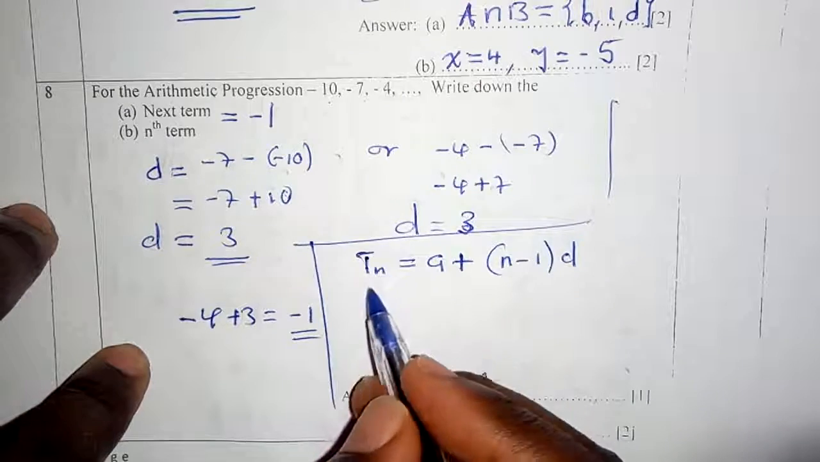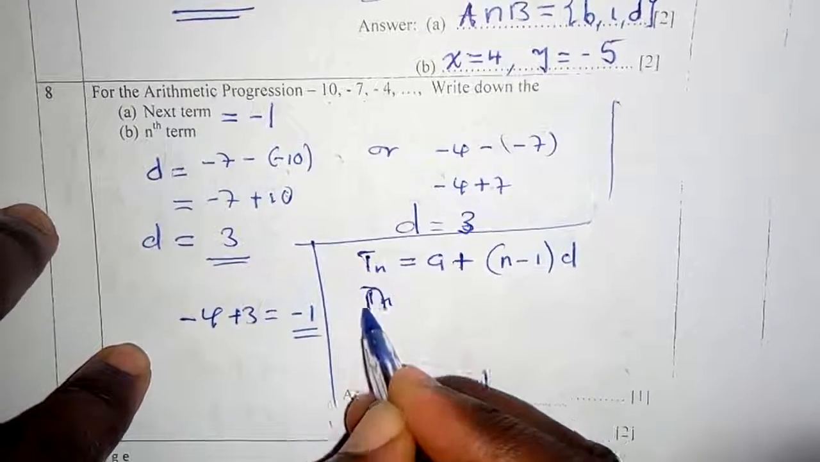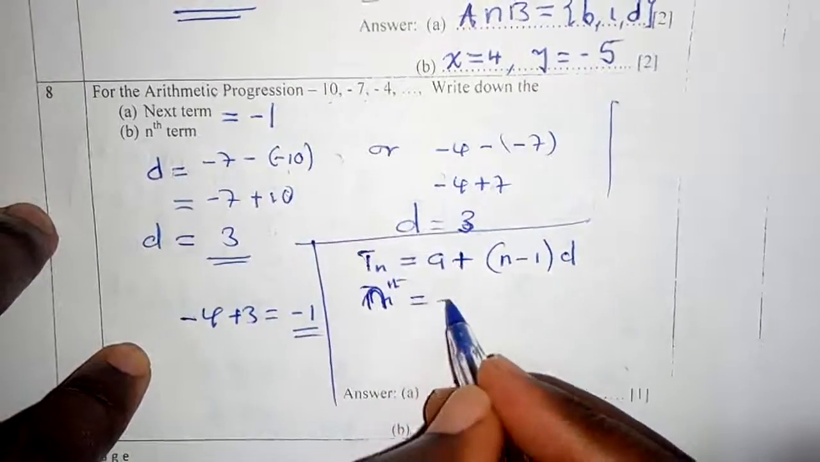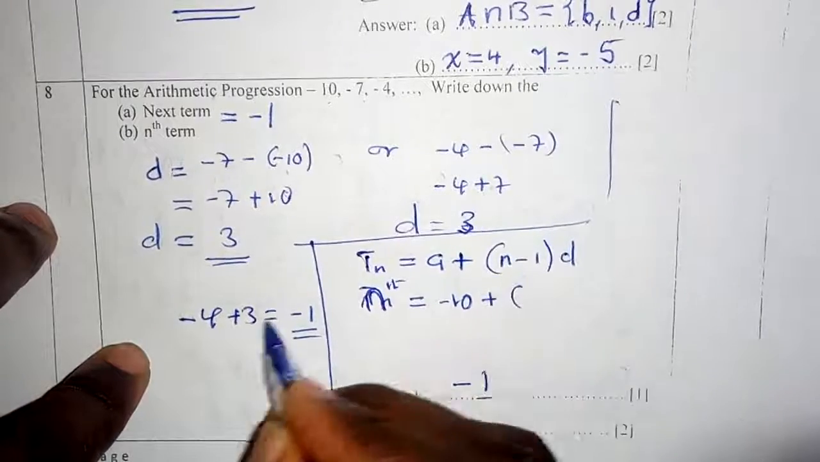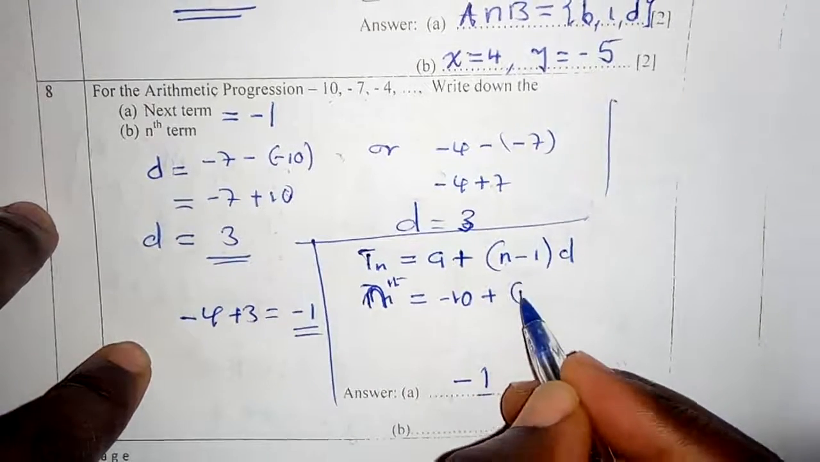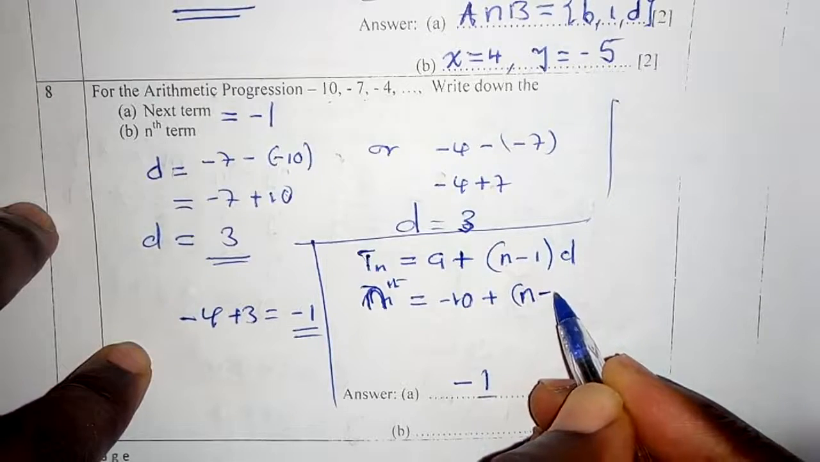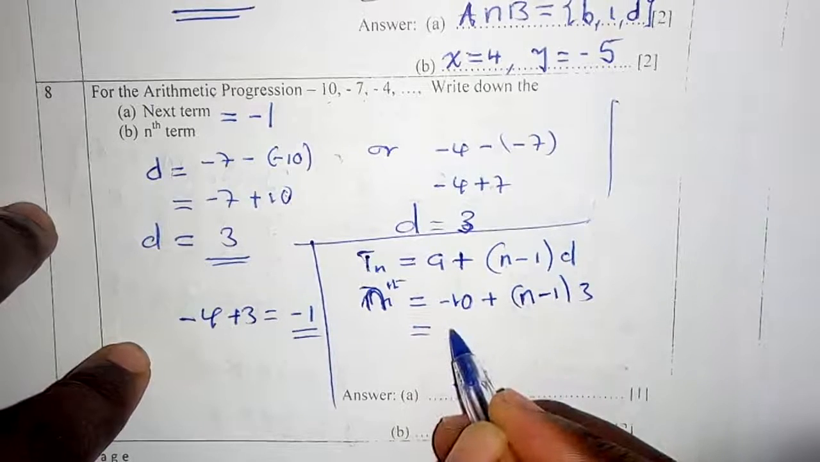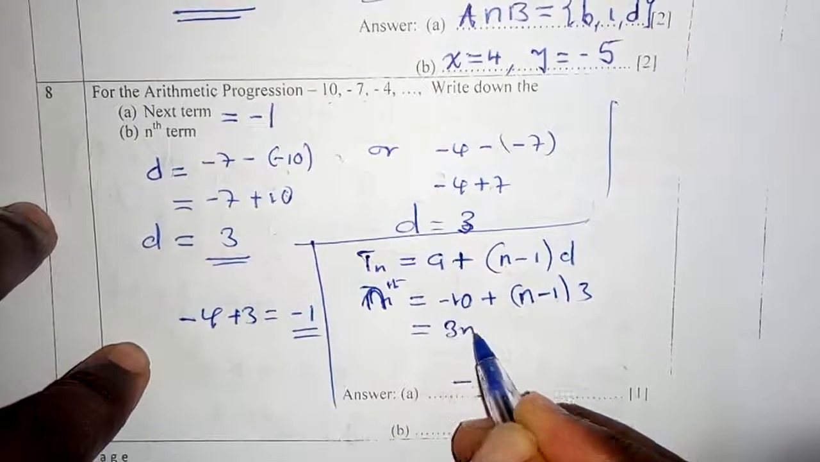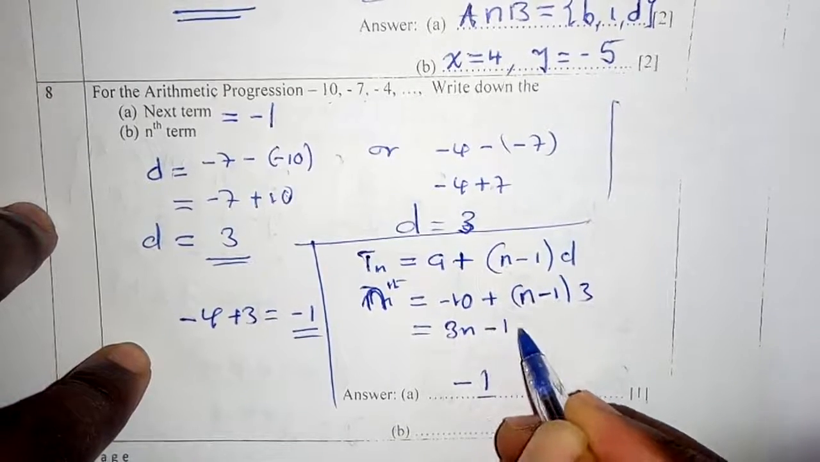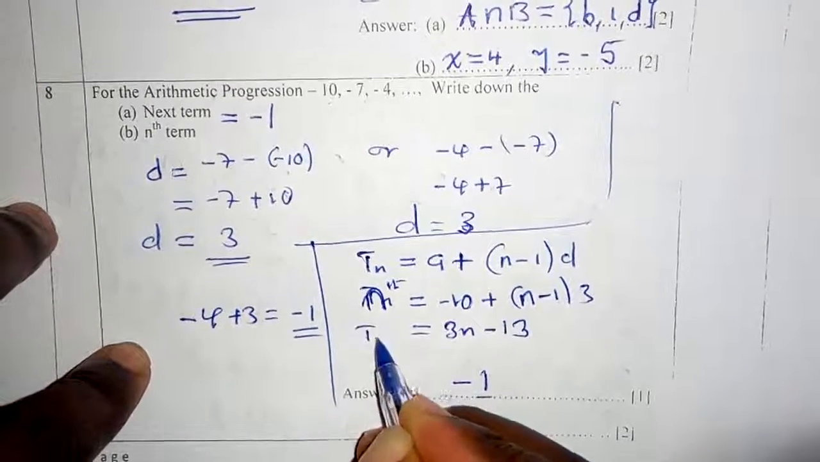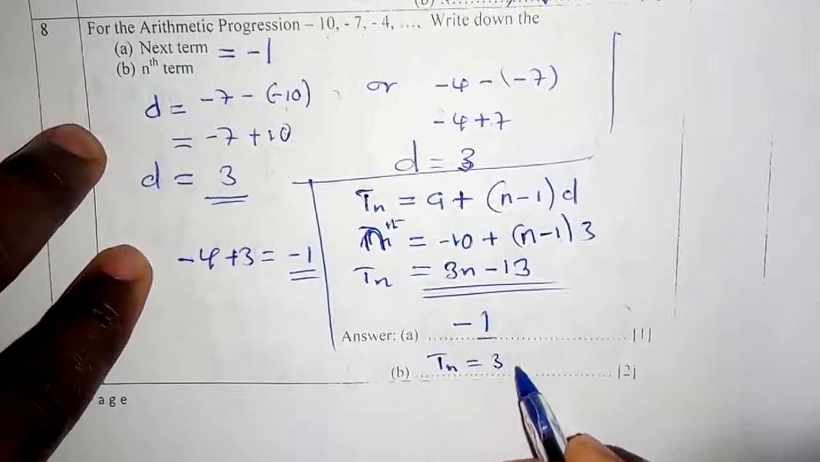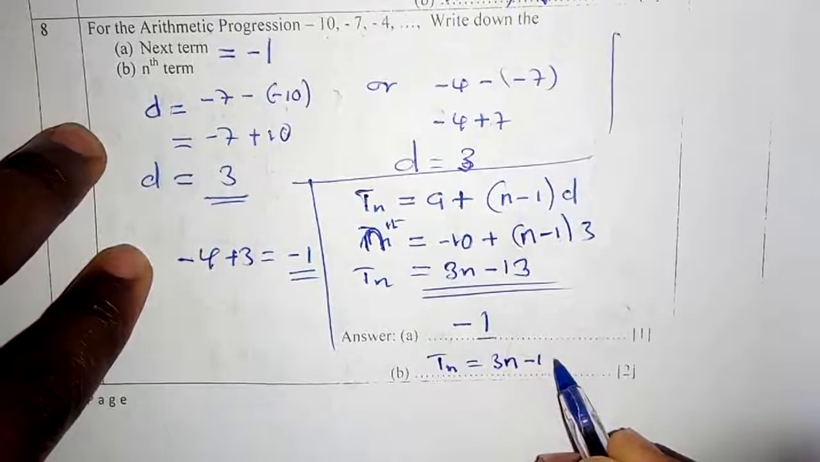So we'll say Tn, or nth term, is equal to A, the first term, which is negative 10, plus n minus 1 times D. We are trying to make a formula, so n we don't have, but D we have, which is 3. When we solve here, the answer will look like this: 3n minus 13, which is equal to Tn. So our answer here will be Tn is equal to 3n minus 13.